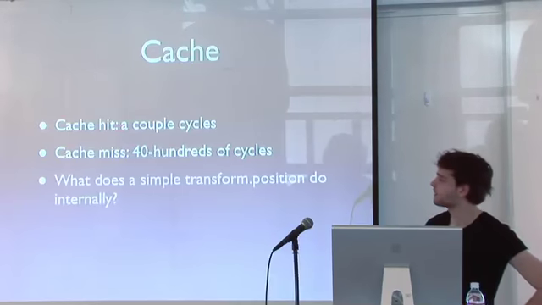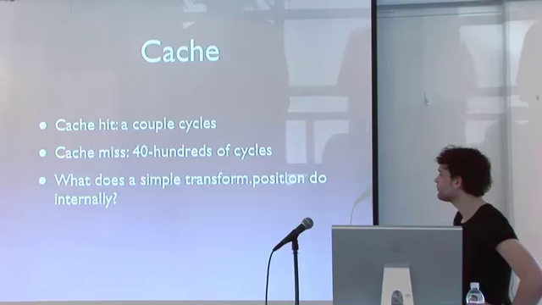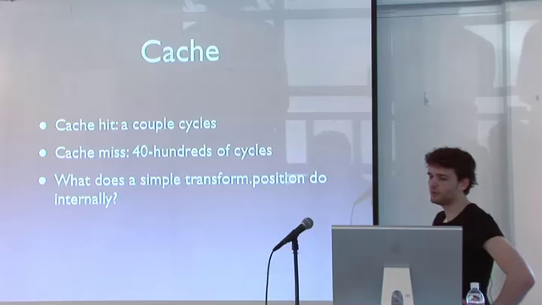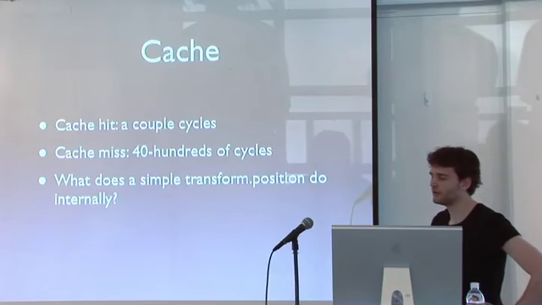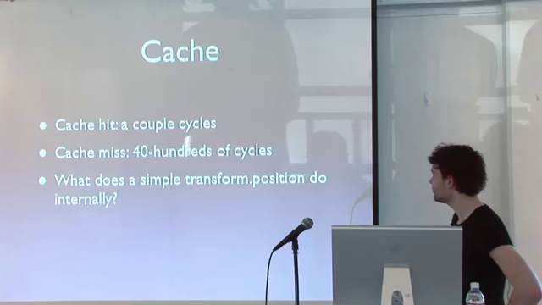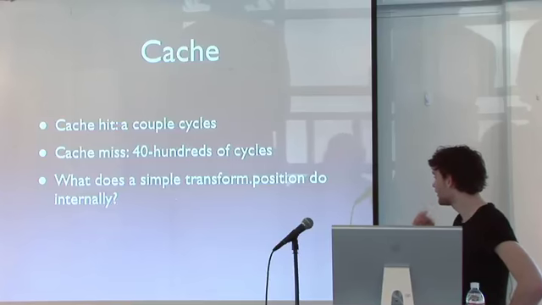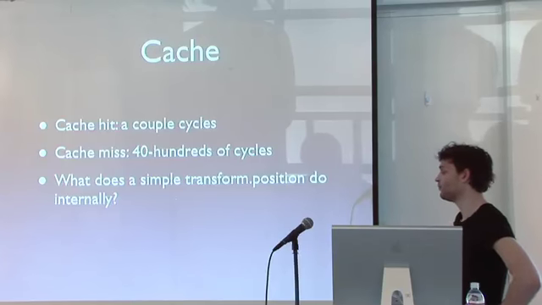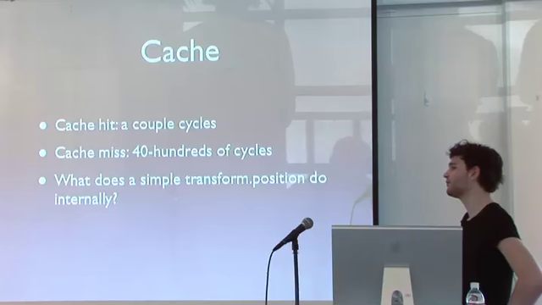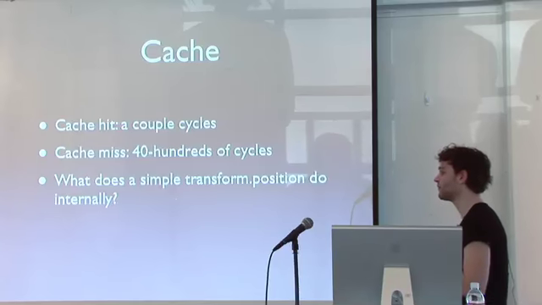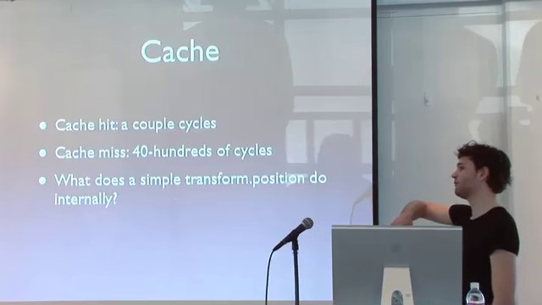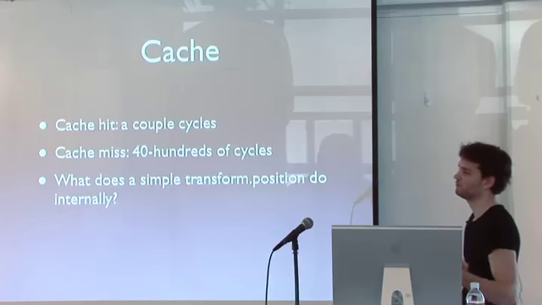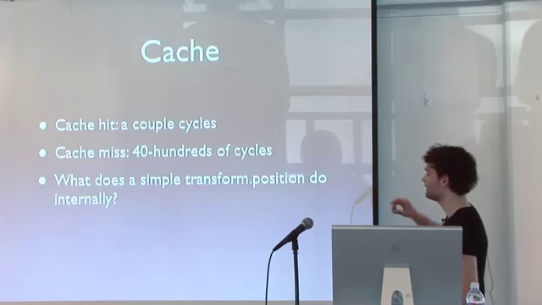So, for example, everybody knows transform.position, and everybody uses it a lot. But what is actually going on behind the scenes? Because it seems so harmless, but it's not. If you write transform.position, the first thing that Unity does, actually, is call a function from C# into C++. So that's one function call, 10 cycles or something.